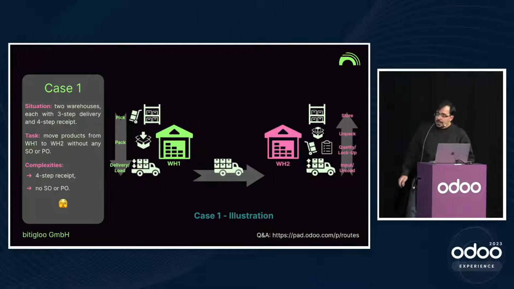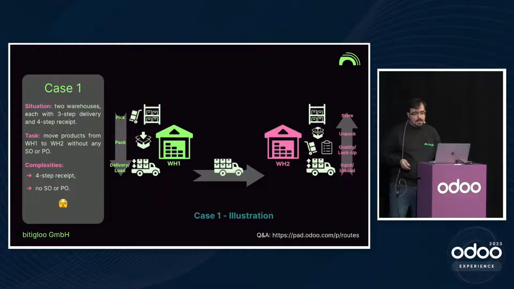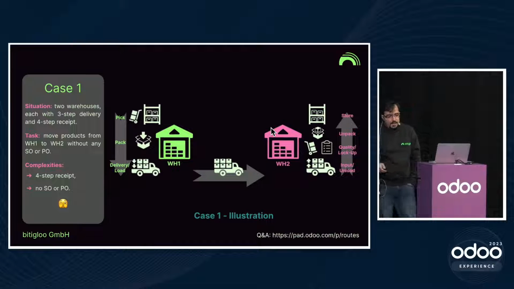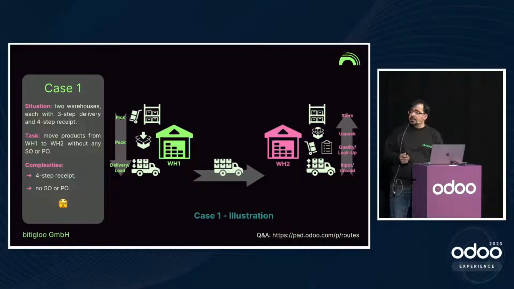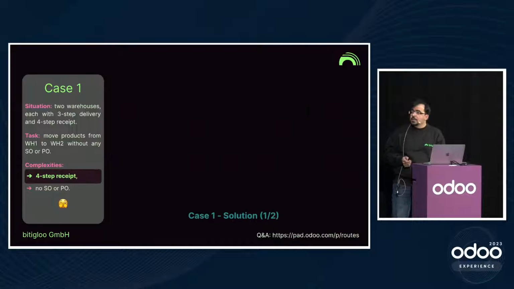In case 1, we have 2 warehouses, and we would like to move the products from warehouse 1 to warehouse 2. The complexities are that both warehouses have a 3-step delivery and a 4-step receipt, and that we had to do it without any sale order or purchase order. This actually is not difficult. This is easy. So let's take a look at what we have done for the 4th step.